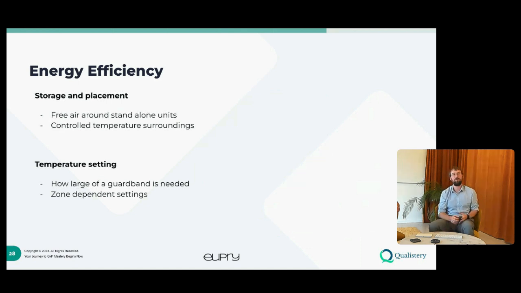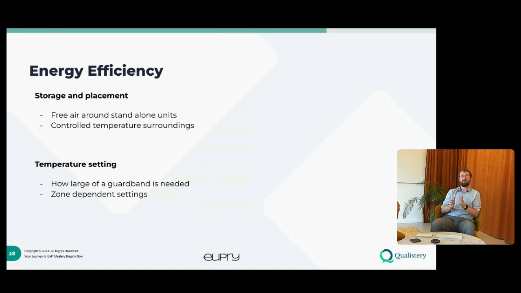And another huge part of this is storage and placement of goods. So first of all, for standalone units, having free air around a standalone unit is something that we often see becoming an issue, because you need ventilating air for the hot side of standalone units. And also whether those standalone units are placed in a temperature controlled surrounding.